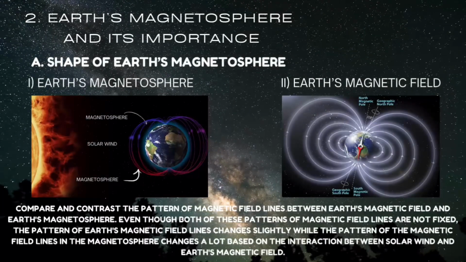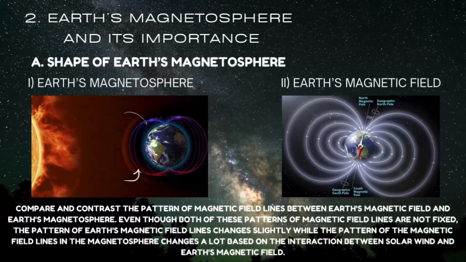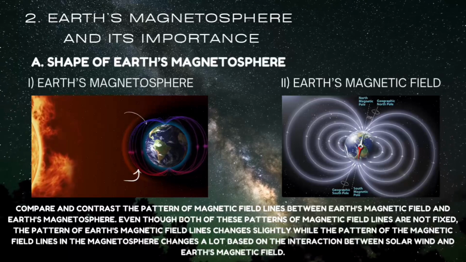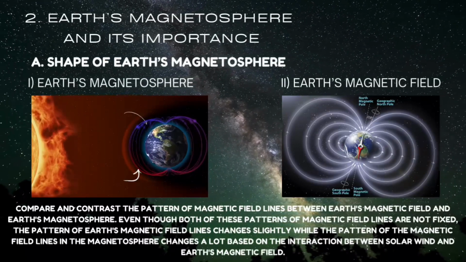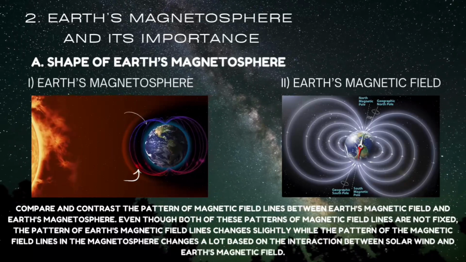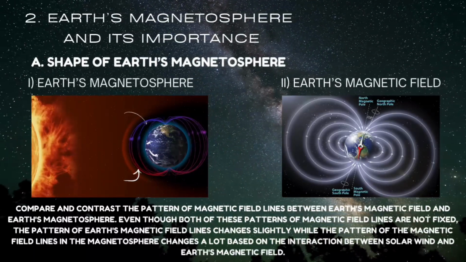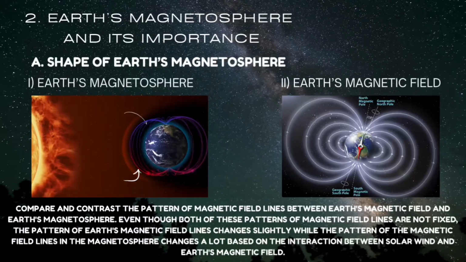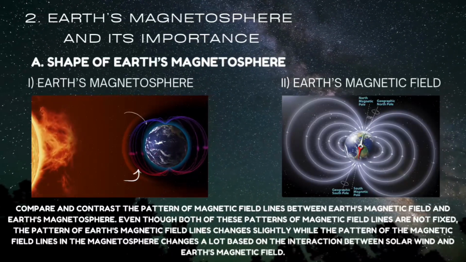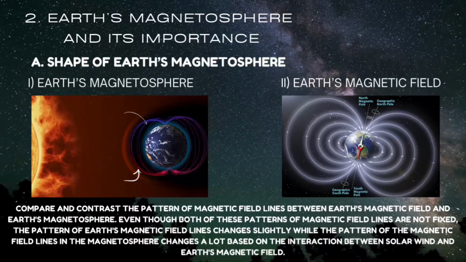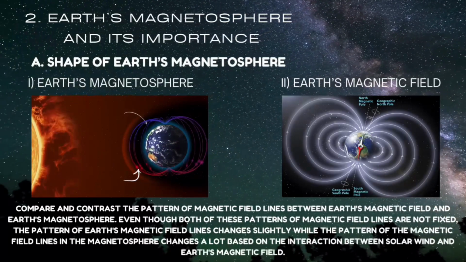Earth magnetosphere and its importance. Shape of Earth magnetosphere. Firstly, we have Earth magnetosphere. Secondly, we have Earth magnetic field. Compare and contrast the pattern of magnetic field lines between Earth magnetic field and Earth magnetosphere. Even though both patterns of magnetic field lines are not fixed, the pattern of the Earth magnetic field lines changes slightly, while the pattern of the magnetic field lines in the magnetosphere changes a lot based on the interaction between solar wind and Earth magnetic field.